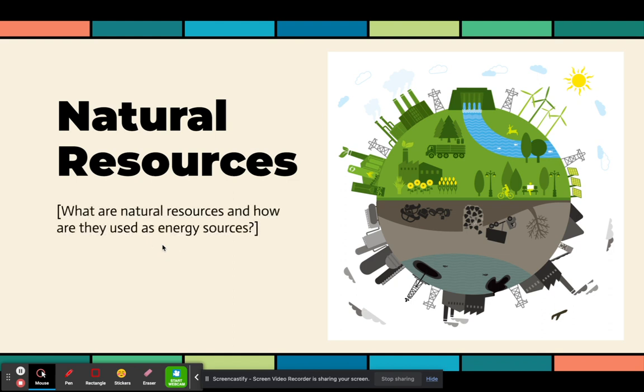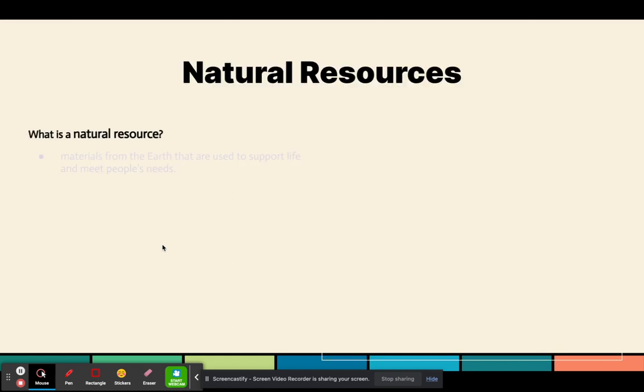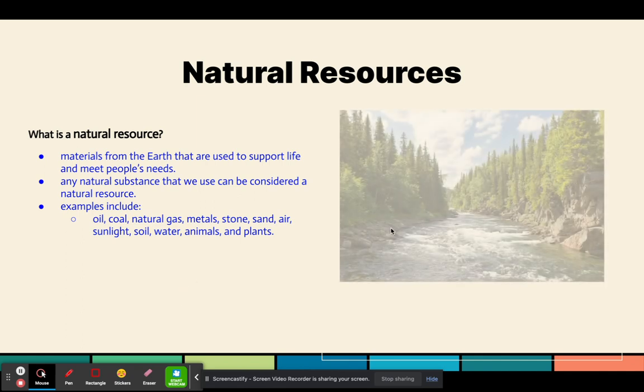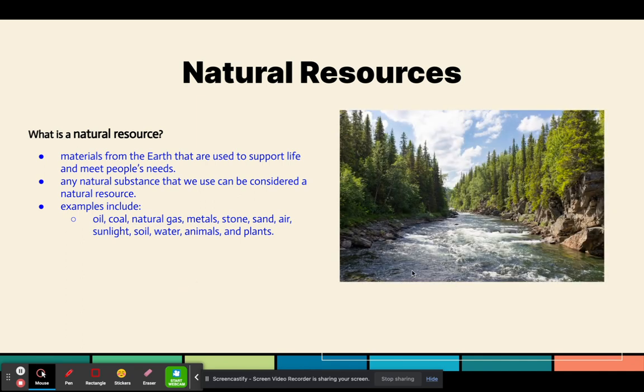So, what are natural resources and how do we use them as an energy source? A natural resource essentially is anything from the earth that we use. I mean, it's everything, right? Any natural substance: oil, coal, natural gas, metal, stone, sand, air, sunlight, soil, water, animals. Look at this picture. Everything in this picture is a natural resource.